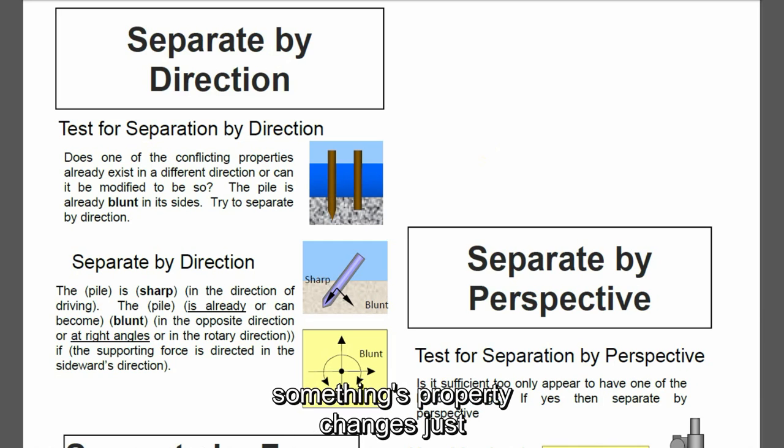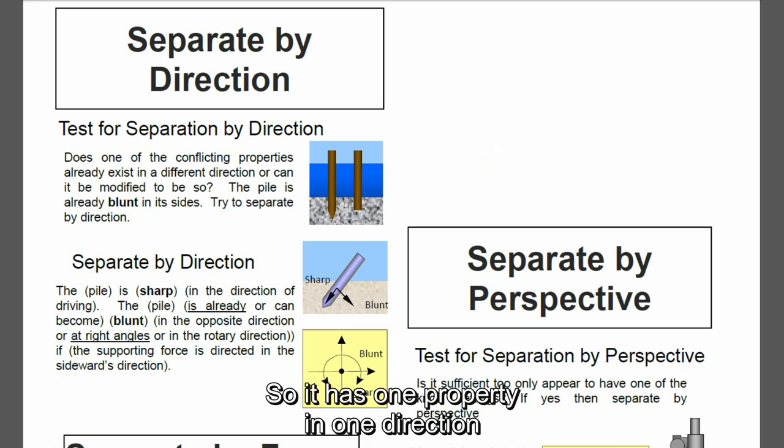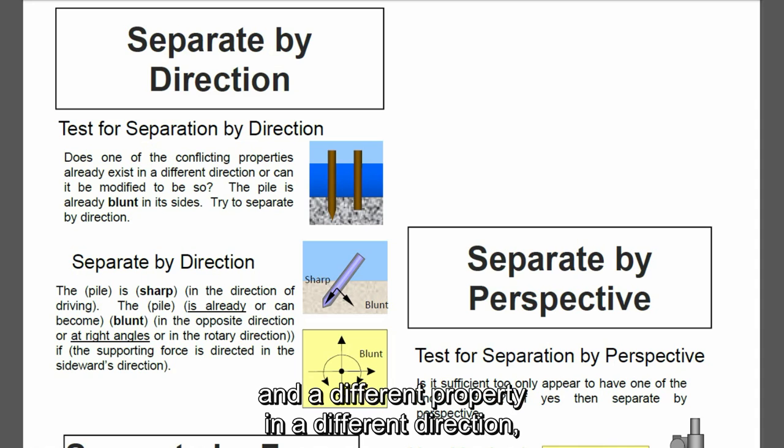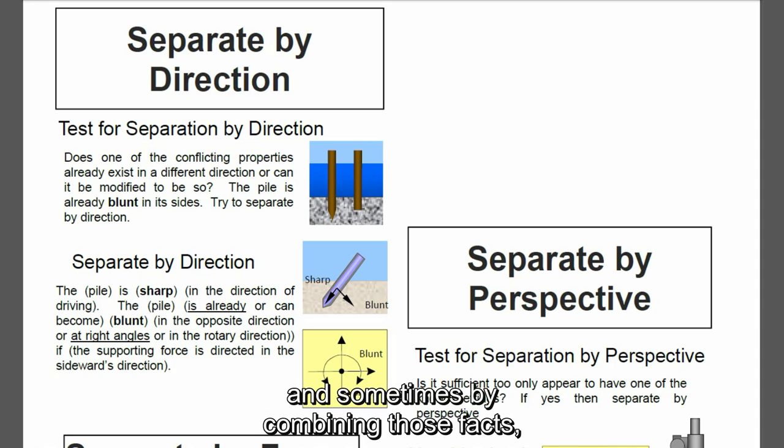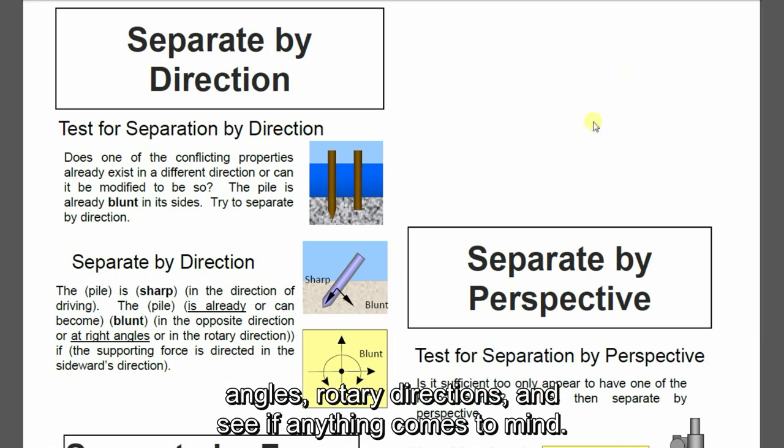when something's property changes just by changing its orientation. So it has one property in one direction and a different property in a different direction, and sometimes by combining those facts you can get both of what you want. So you think through the various directions of opposing, right angles, rotary directions, and see if anything comes to mind.